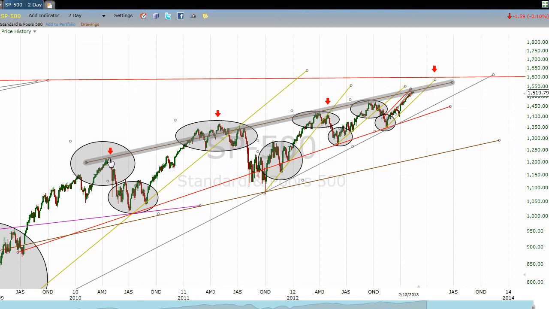Pick the high in 2010. It picked the high in 2011. It failed to pick the high in 2012, but didn't miss it by much. Let's see what happens in 2013. So there's our weekly review, and take a look at what happened on the 15th of February.